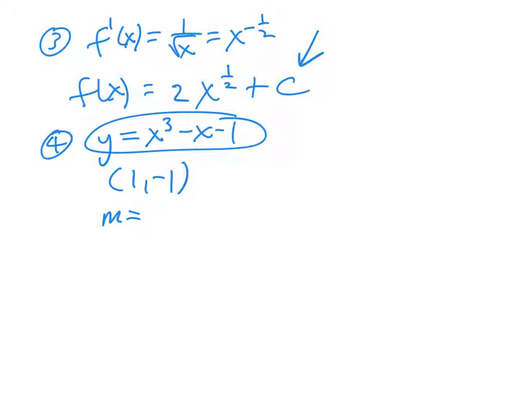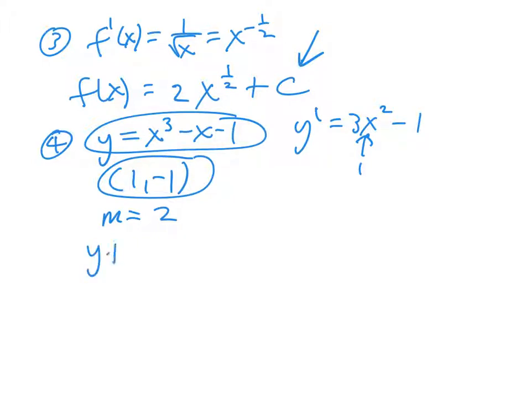To compute the slope, you need the derivative. The derivative is 3x squared minus 1. So at this particular point, when I plug in 1 for x, now it's not the slope until you actually plug in the x-coordinate into there, you will get 3 minus 1, which is 2. So now that I have a point and a slope, I can use point-slope form. y plus 1 equals 2 times x minus 1.